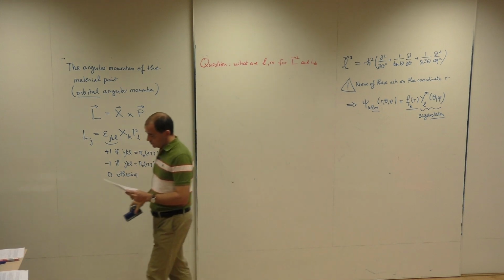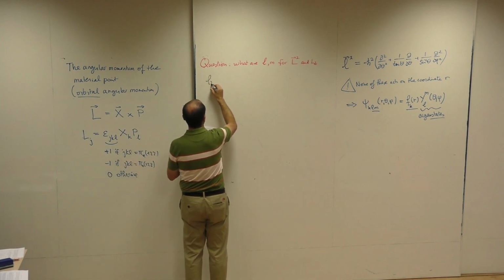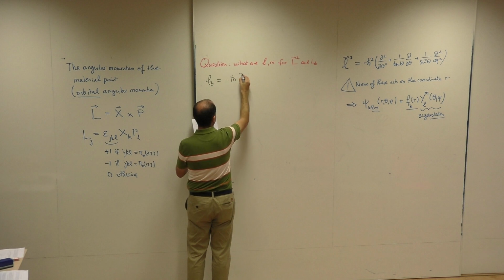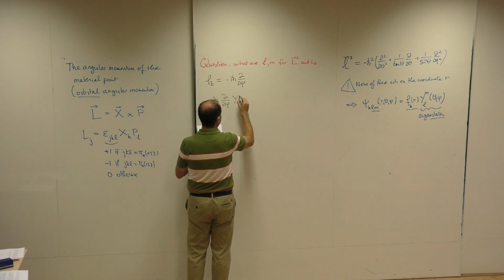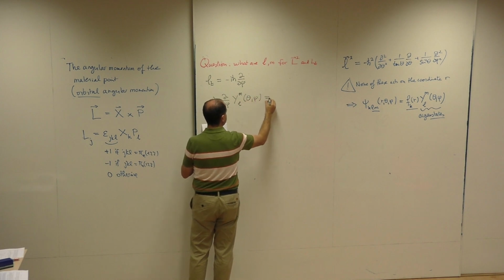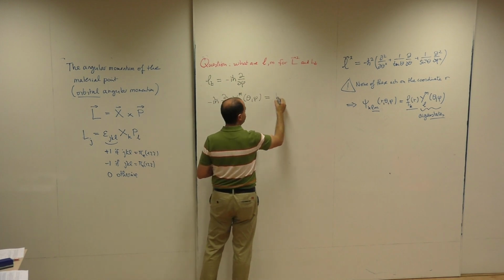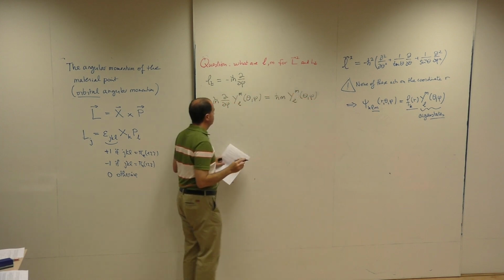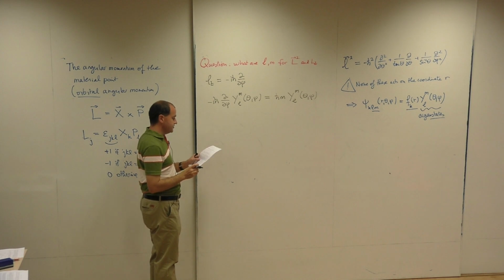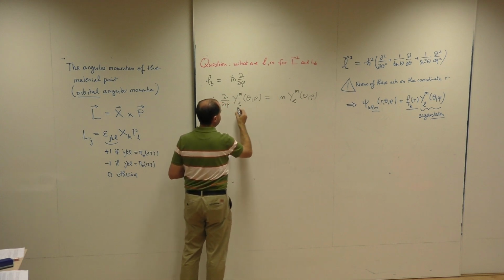So what do we do? Lz. We saw before that Lz was minus i h bar d over d phi. So let's try the eigenequation: minus i h bar d over d phi Y_L^m(theta, phi) is equal to what? Well, we want Lz on it to be equal to h bar m times the same thing. But that's again one of these things that we know very well. We can remove the h bar.